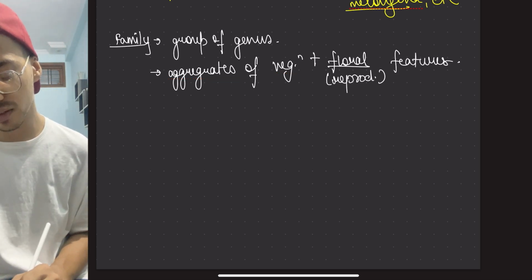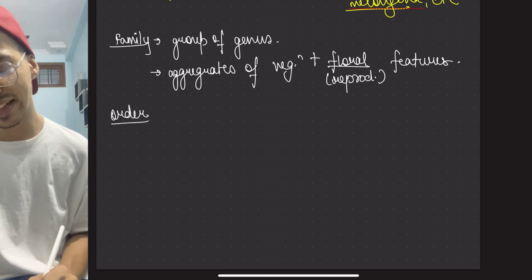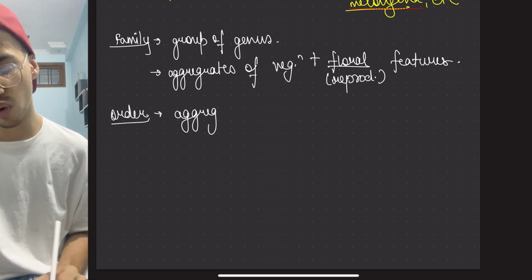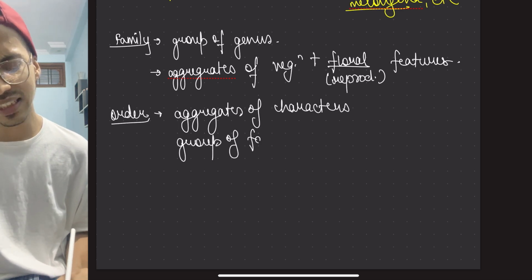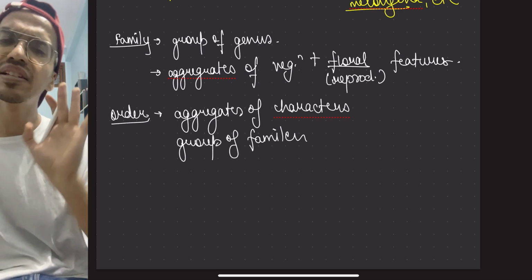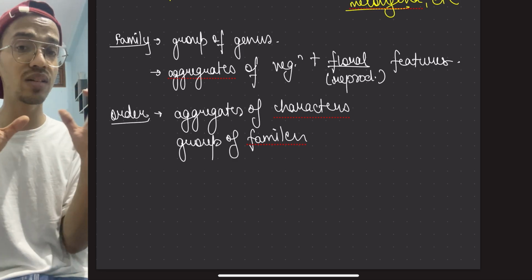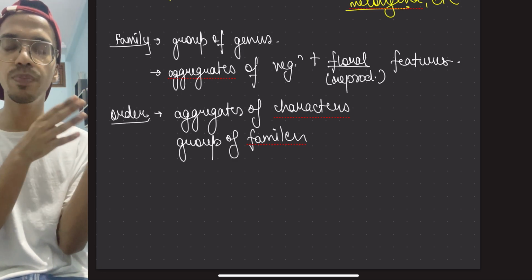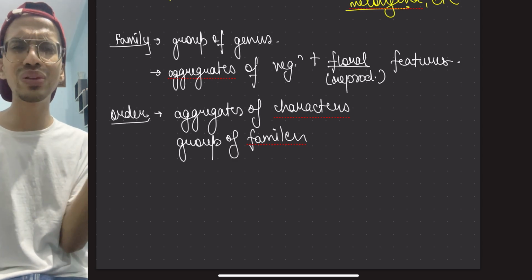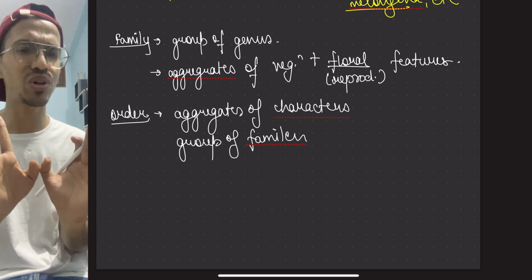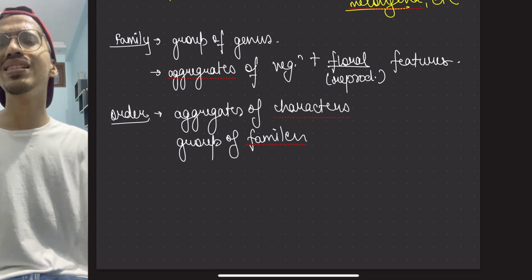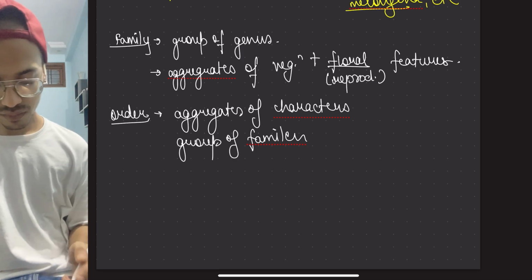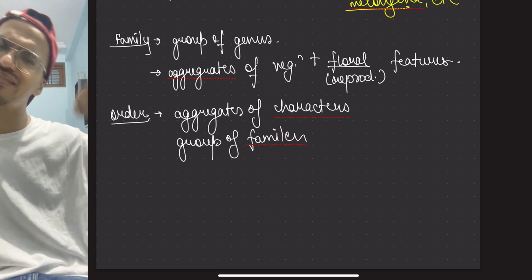After family we have order. Order is more aggregates of characters, a group of families. But as it keeps going to the higher level, similar characters diminish. I told you that in the diagram also, as we go up, the lion is put together with the birds. This question was coming up in your mind, right? So same thing, as we keep going to the higher level, the similarities decrease.